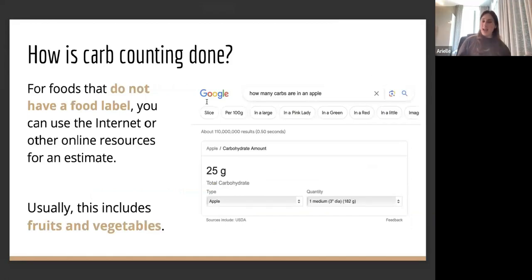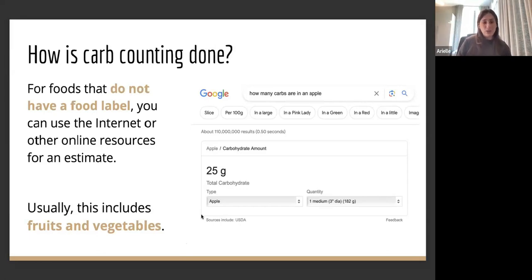So obviously, not every food comes perfectly packaged, right? For things like that, you can use the internet or other online resources for an estimate. So you can always look up how many carbohydrates are in an apple. It's about 25 grams. Usually this includes fruits and vegetables. There are rules of thumb, right? Like a small apple is equal to about 15 grams of carbohydrates. A medium apple is about 25 grams. It's a little bit more. A larger apple can have even more than that.